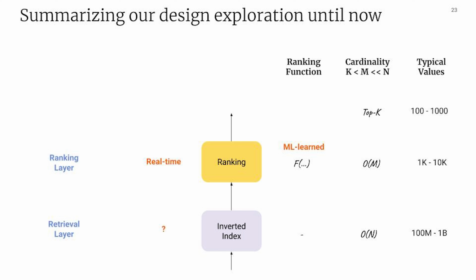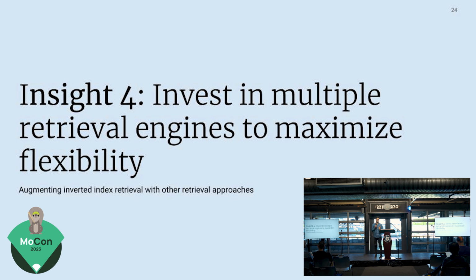But it gives you a design space of what to choose and when to choose, right? And so you can continue working on this design space to keep getting value out of ranking, but at some point you reach a plateau, right? Because ranking is only as good as the candidates that the retrieval sends to it. If the retrieval layer is doing a really bad job at sending the right candidates, no matter how good the ranking function is, it's not going to do a good job, right? So this takes us to the final insight, which is investing in multiple retrieval engines to maximize flexibility, which also brings us to why embeddings are really important.